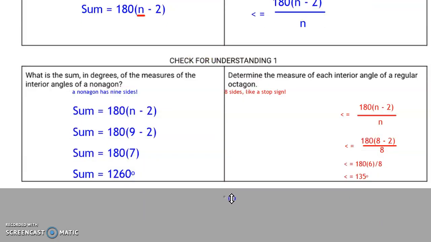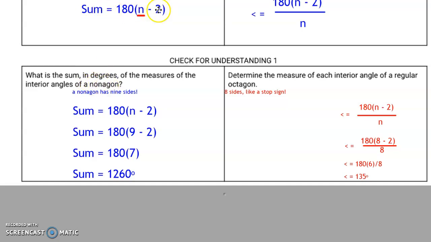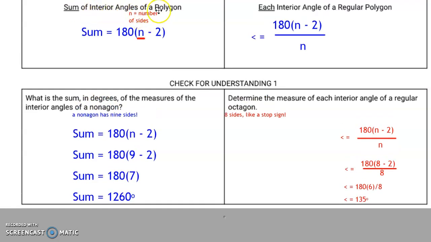All right, for the first check for understanding question, it asks the sum in degrees of the measures of the interior angles of a nonagon with 9 sides. So all I'm going to do is take this same formula, the formula for the sum of interior angles of a polygon, and substitute 9 in for n, because it's got 9 sides. 9 minus 2 is 7. 7 times 180 is 1260 degrees.